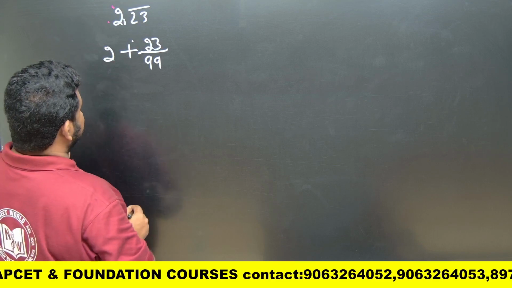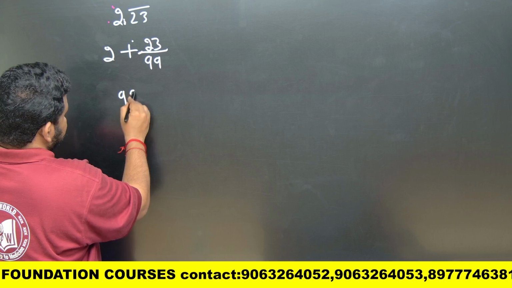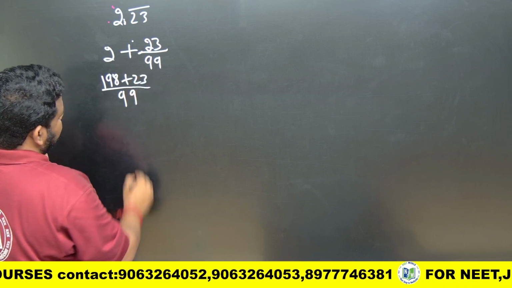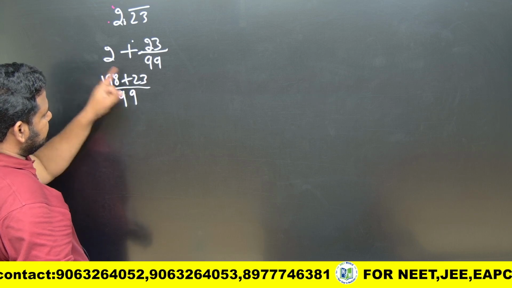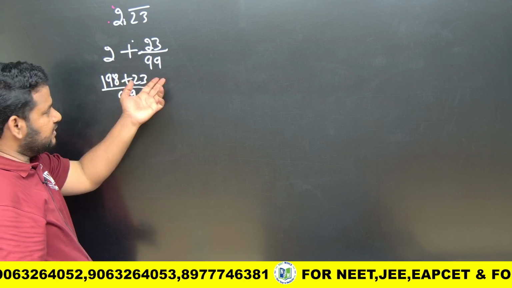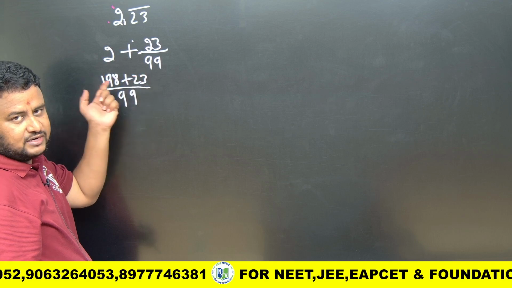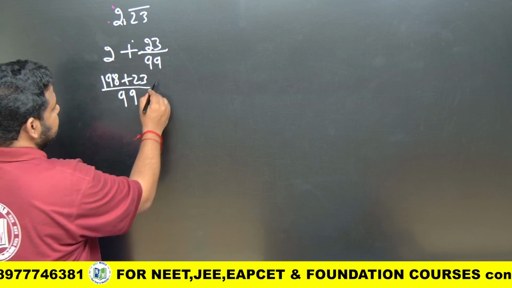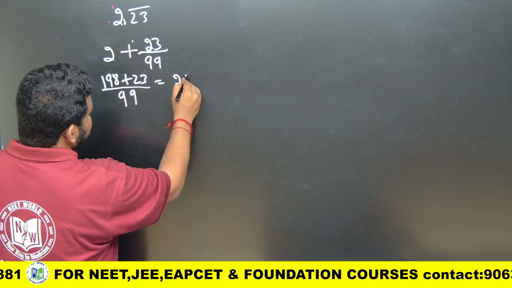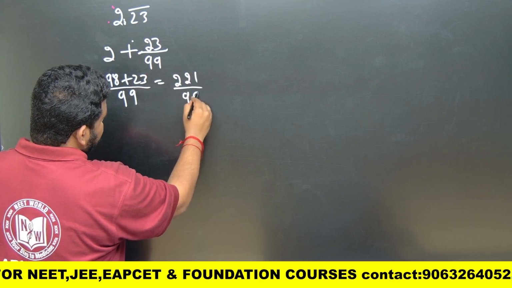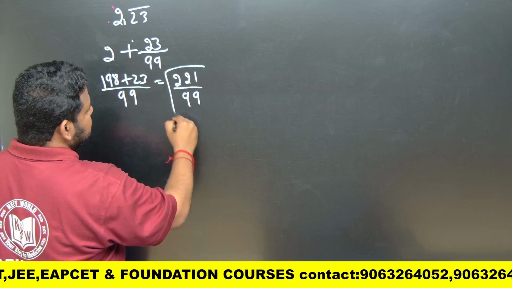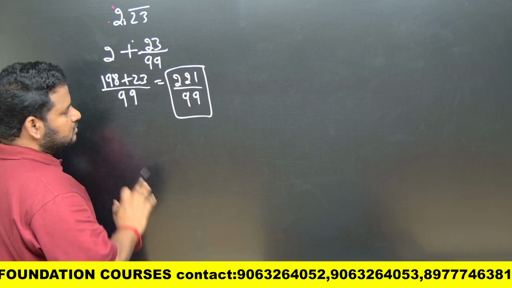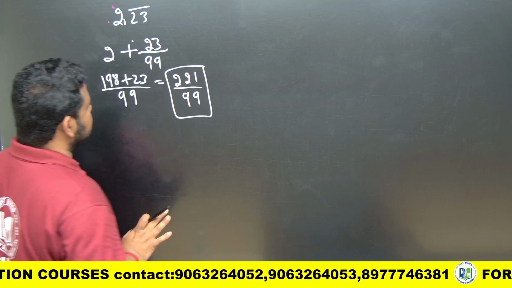Now I will use the LCM. The LCM is 99 itself. So 99 into 2 is 198. 99 into 100 is 200, and since 99 is taken 2 times, I should subtract 2, so 198. 198 plus 23 is nothing but 221 by 99. This is the answer to this question, friends. Simple.